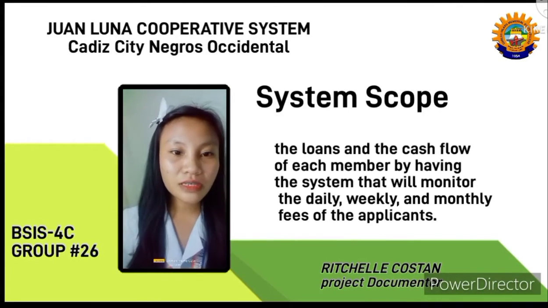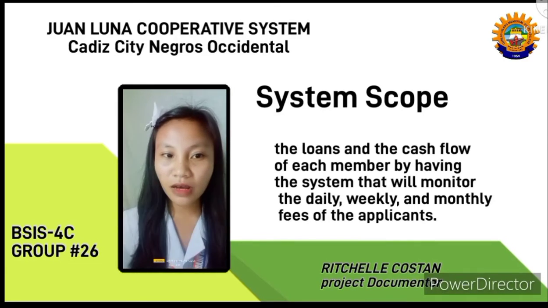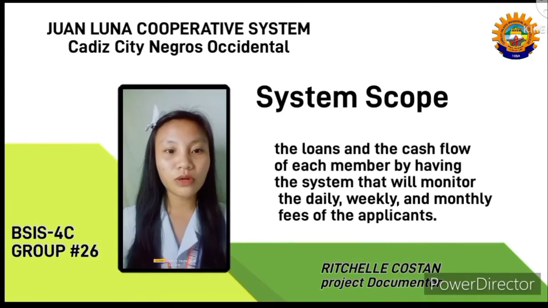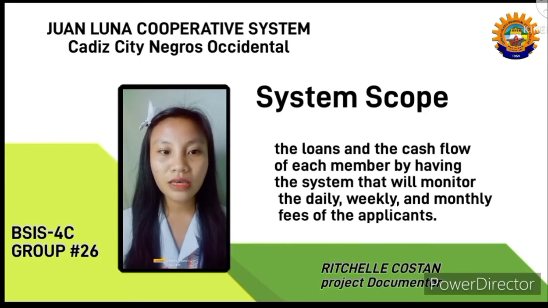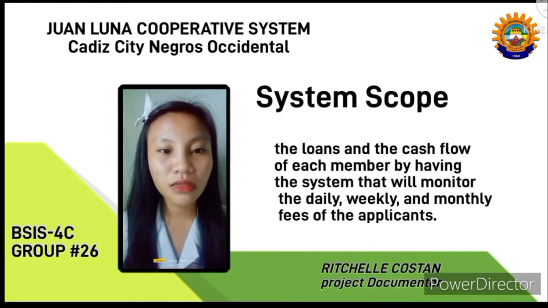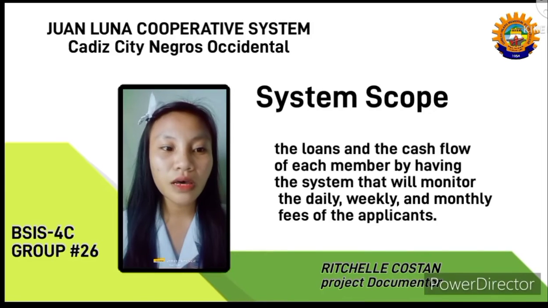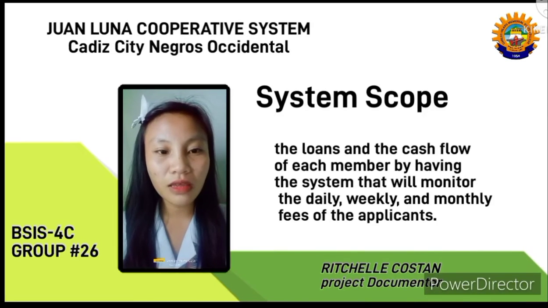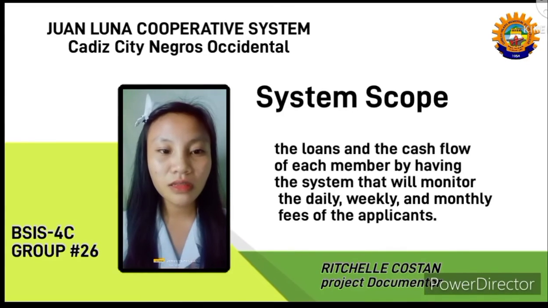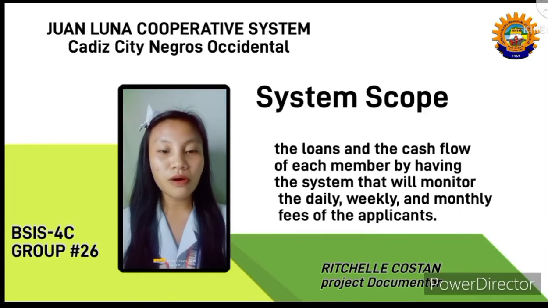System scope. This study focuses on the loans and the cash flow of each member by having a system that will monitor the daily, weekly, and monthly fees of the applicants. It will also determine applicants who are delinquent in paying their loan accounts, and it can provide an individual inventory every time the borrower pays their loan. It is a one-stop shop process where the admin can send borrowers notices about their payments.